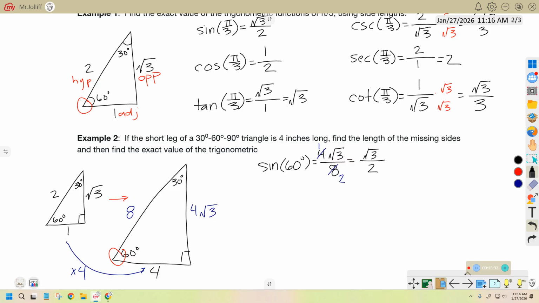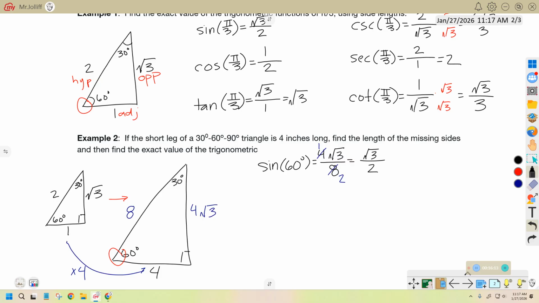Because this bigger triangle had all of the side lengths multiplied by 4, I'm going to have a common factor of 4 on top and bottom of those fractions. That 4 is going to cancel. When I take that triangle and stretch it out, if the angles stay the same, their trig ratios should stay the same. So any triangle that has these angles, even if it's been sized up, should have the same trig functions that the original special triangle did. Good.